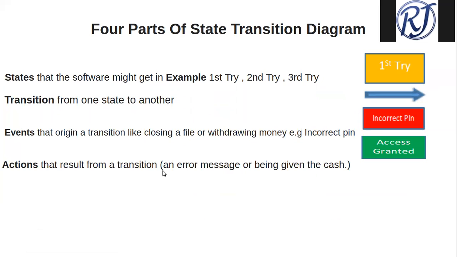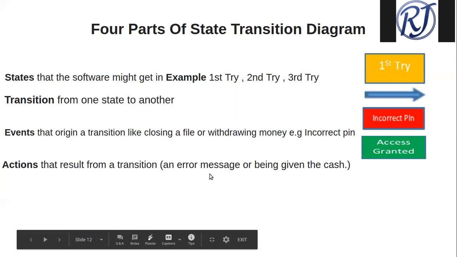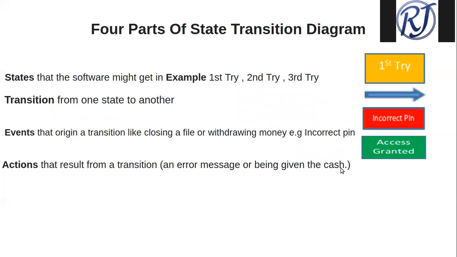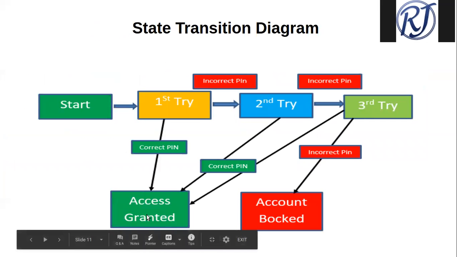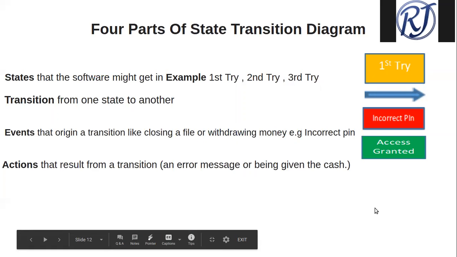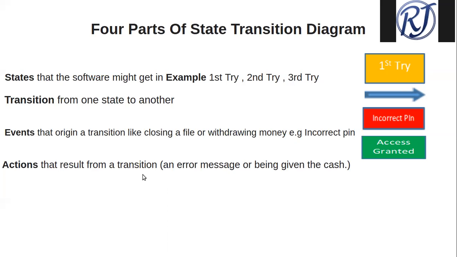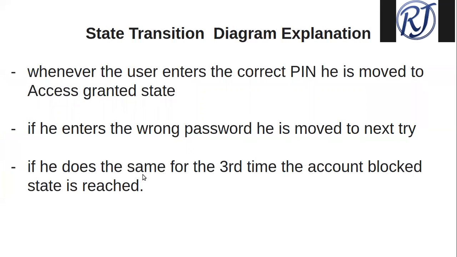Actions are those that result from a transition. Okay, so when the user enters an incorrect pin or correct pin event, some action takes place, that is either it will show an error message or cash will be withdrawn. So these are the actions and these are represented by boxes like this. These are the actions: access granted and account block. These both are actions. So this is all about the state transition diagram, and this is the explanation of the diagram which I already explained to you.